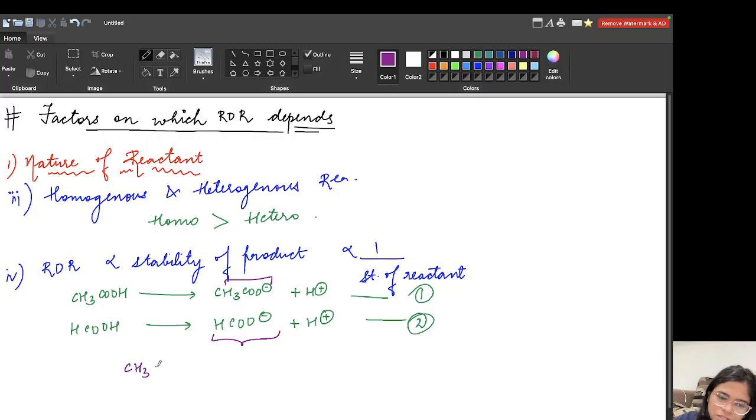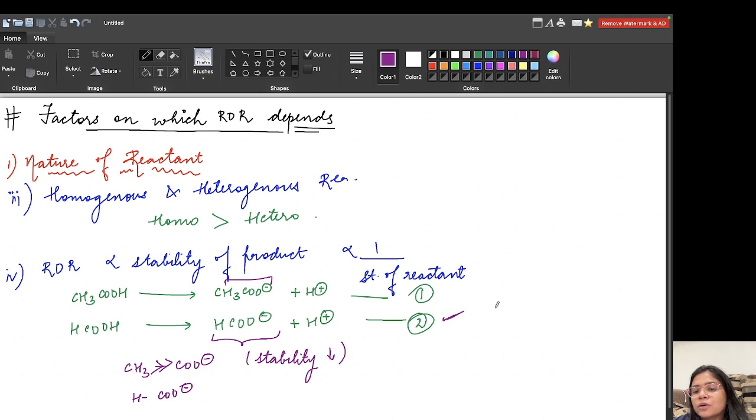See, for CH3COO-, CH3 is an electron donating group, increasing the negative charge on COO-. So here comparatively the stability is decreasing. But if you check HCOO-, it doesn't have even a +I or -I effect. So wherever the product stability is higher, that side the rate of the reaction will be higher. This is how we find it for nature of reactant.